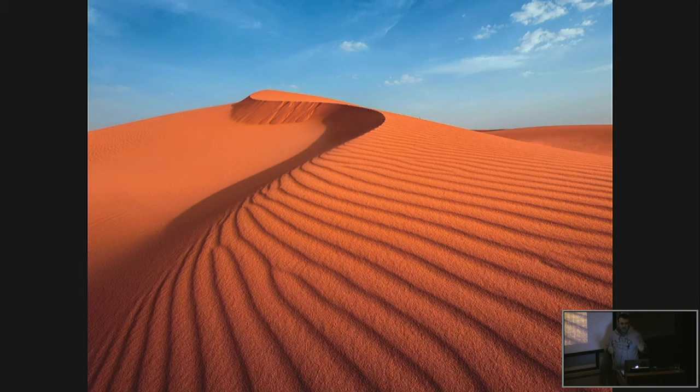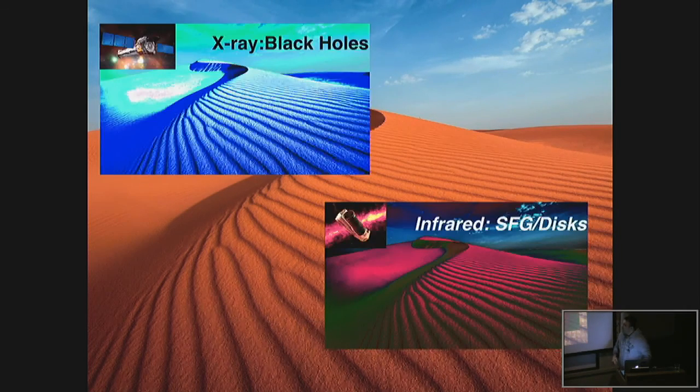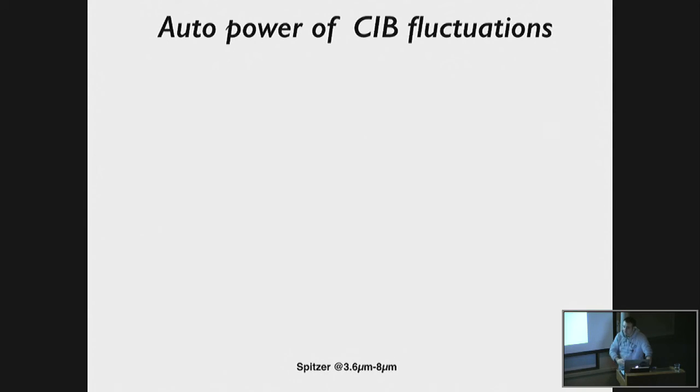But astronomers have a wiser way to do the investigation, which is applying filters to the electromagnetic spectrum. If you look at this dune in the X-ray, you basically see the contribution of the black grains of sand that are the black holes. And if you look in the infrared, you see the redshifted component from star formation, star-forming galaxies or accretion disks. And what we did, we computed the power spectrum of these fluctuations.